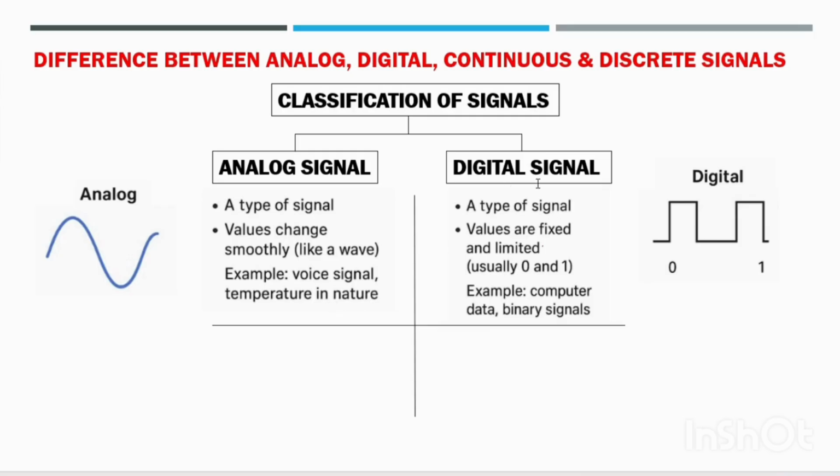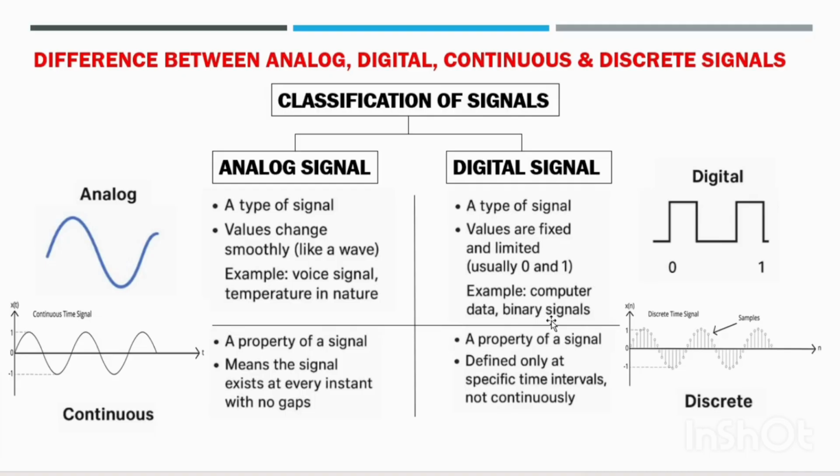Coming to digital signals, it is also a type of signal, but here the values are fixed and limited. Unlike analog signal, here the values are fixed and limited, and these values are usually zeros and ones. That's nothing but binary values that could be easily understood by the computers. The main examples of digital signals are computer data and binary signals, which are obviously zeros and ones.